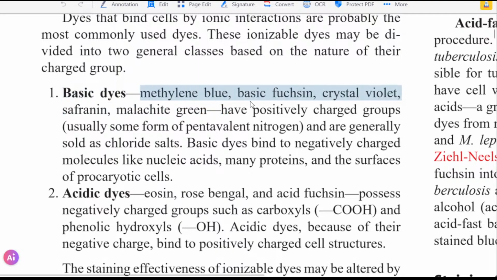So methylene blue, basic fuchsine, crystal violet, safranine. Alright, I know the safranine, which is used in gram staining. Malachite green have a positively charged group, usually some form of pentavalent nitrogen. So they are saying that they are positively charged. So basics are positively charged, acidics are negatively charged, and they have pentavalent nitrogen. Nitrogen usually makes 7 bonds, right? What does pentavalent mean again?